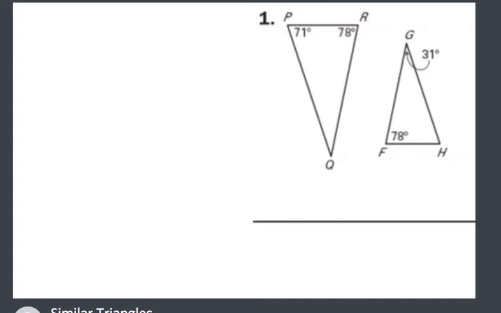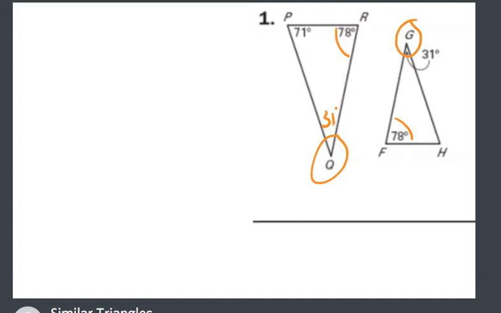Here we're going to do problem number 1 to decide if these triangles are similar or not. If you look at one of the triangles and use the fact that the angles add to 180 and subtract the two that we have, 180 minus 71 minus 78 leaves you with 31 degrees for the remaining angle. And since angle Q will be matching with angle G and angle R will match with angle F, these two triangles will be similar by angle-angle similarity.